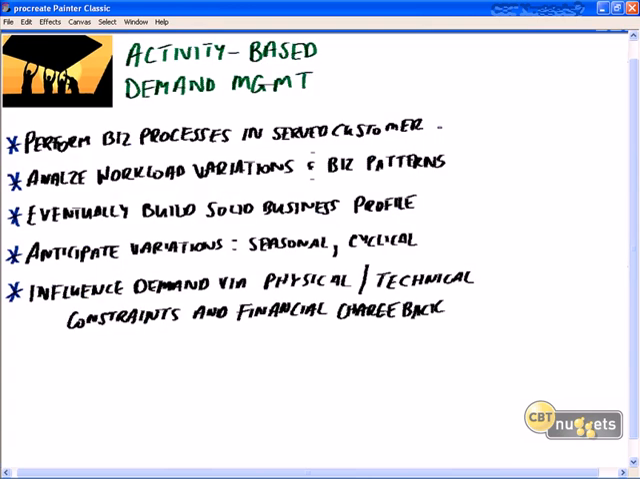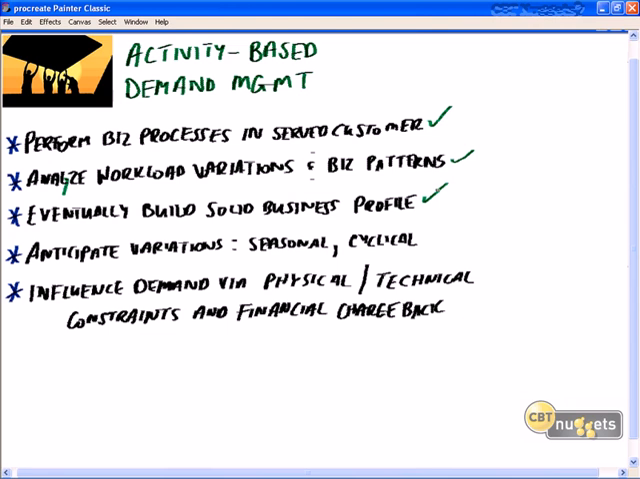We need to thoroughly investigate how our served customer performs their business processes. What hardware and software and applications and services are used to manufacture their product or deliver their service or sell their product over the internet? We want to be able to analyze variations in their workloads and business patterns, certain times of the year or certain days of the week. And then we're going to build that user profile or business profile based on this.